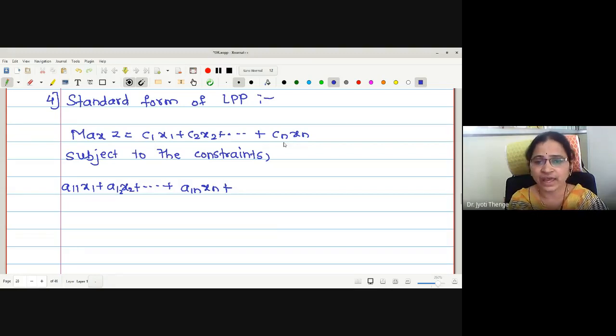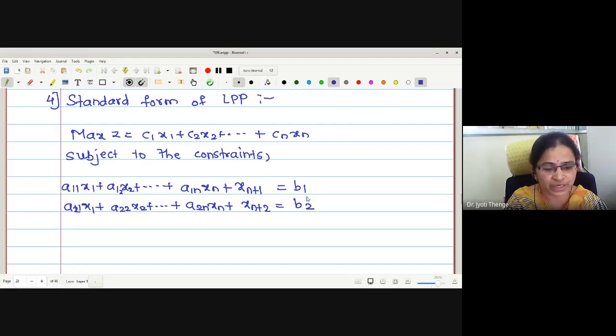In all, we have n variables with us, x1 to xn. Therefore, I will call that slack variable n plus 1. I am adding xn plus 1, and this is equal to b1. For the second one, what will I do? A21 x1 plus A22 x2 up to A2n xn. Again, assuming this to be less than or equal, I will add one more slack, say xn plus 2, equal to b2, right?